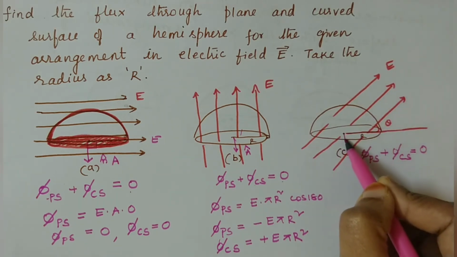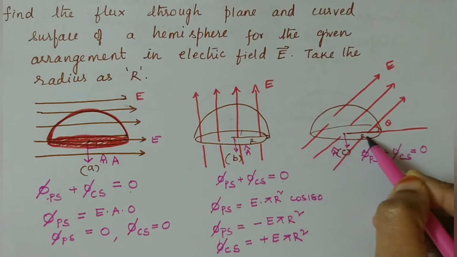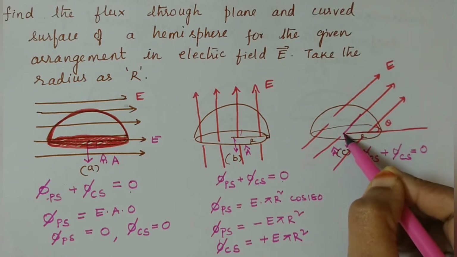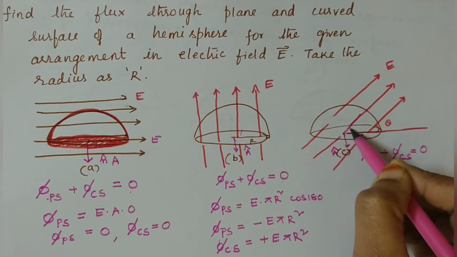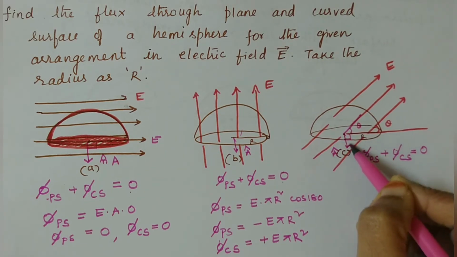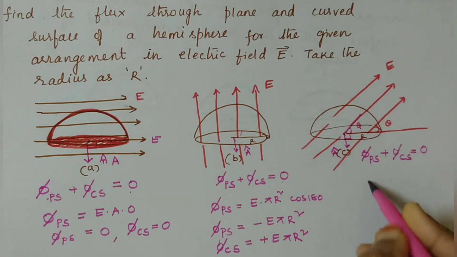Now for the plane surface, this is your area vector. Electric field is along this line and area vector is acting downward. Since this angle is given as theta, till here it is 90. Angle between E and A is 90 plus theta.